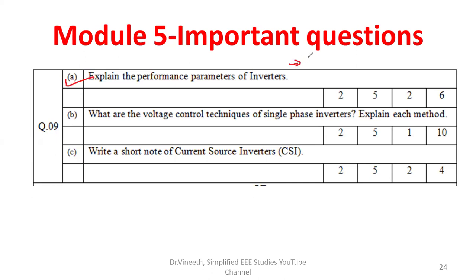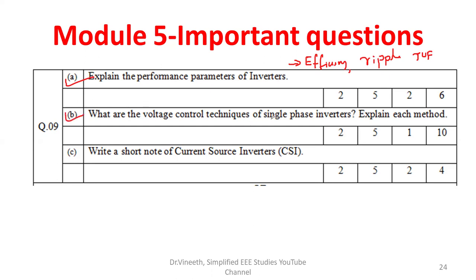So you can mention the efficiency, correct? Efficiency, then ripple content, etc. These are the different parameters. So you can mention how to calculate ripple. Then you can mention TUF. Likewise, there are so many parameters that you have to list out.